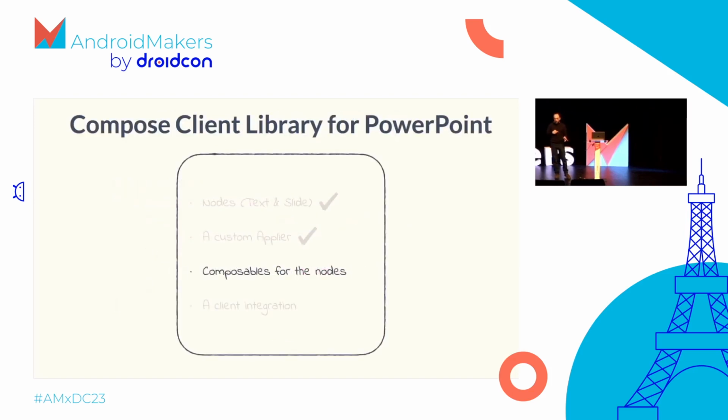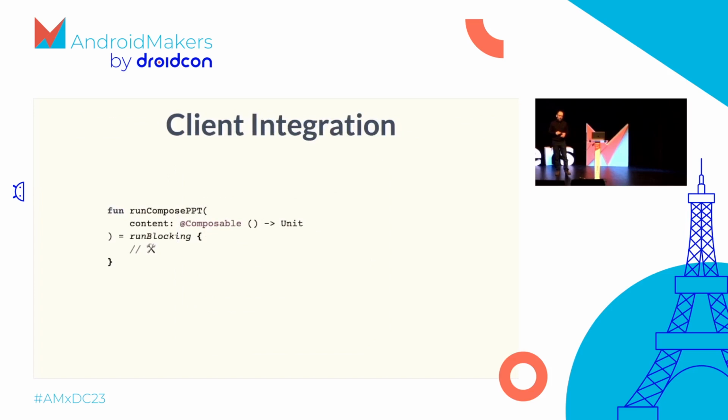Okay, so that was the composable. Not the regular composables that you see every day, but the composables that we need to have for our clients. Cool. And the last part is the client integration part. Client integration part is actually longer than what we explained here for applier or the nodes, because it does a lot of stuff. It orchestrates a lot of things.